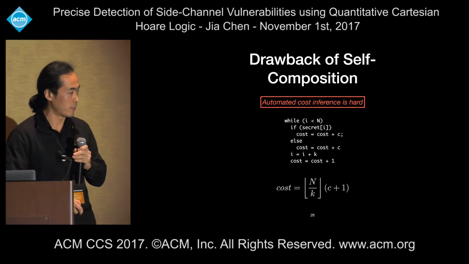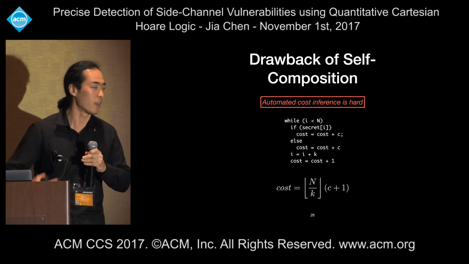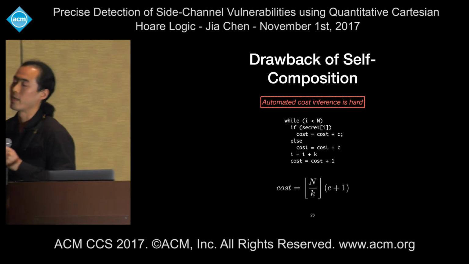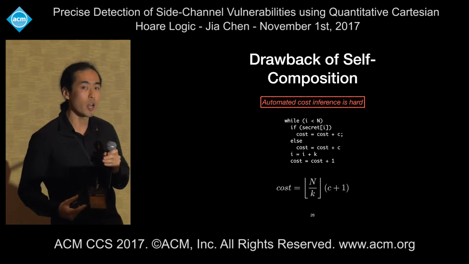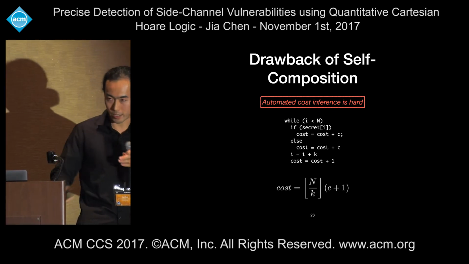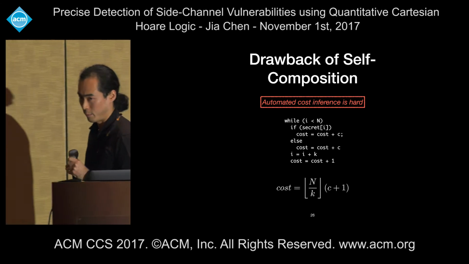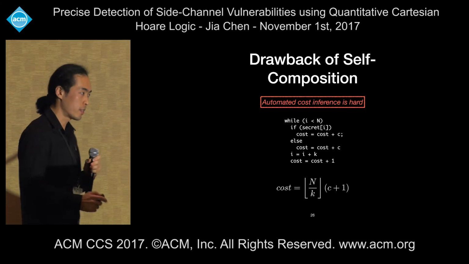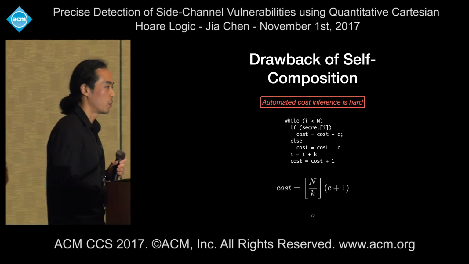For example, we have this floor operation here, which means the verifier has to be able to come up with a disjunctive loop invariant. And we have this product term here, which means the verifier has to come up with nonlinear invariants, both of which are by no means solved problems in the verification community. So this is the problem. This is hard. We need a way to overcome that.